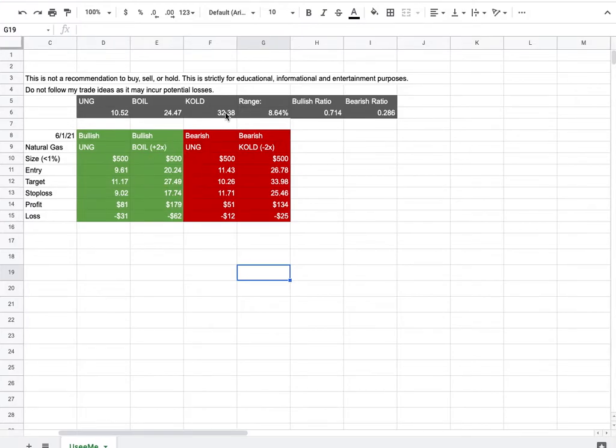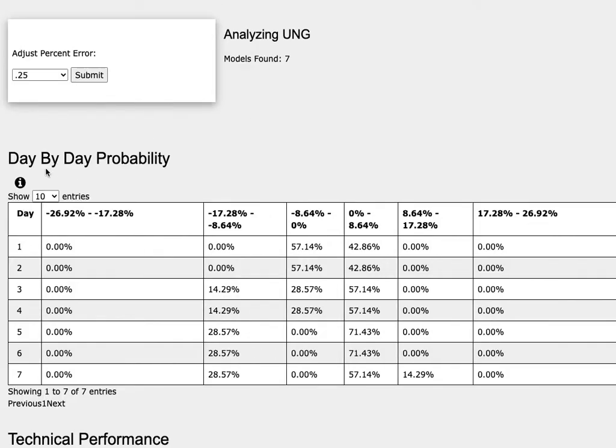So how did I develop these trade ideas? It all comes from the day-by-day probability model, which is available in the link below, so do check it out. As we progress to the 5th day or week of trading, natural gas has a 71% chance to climb between 0 to 8.6%, and to the downside a 29% chance to fall between negative 8.6 to negative 17.3%.